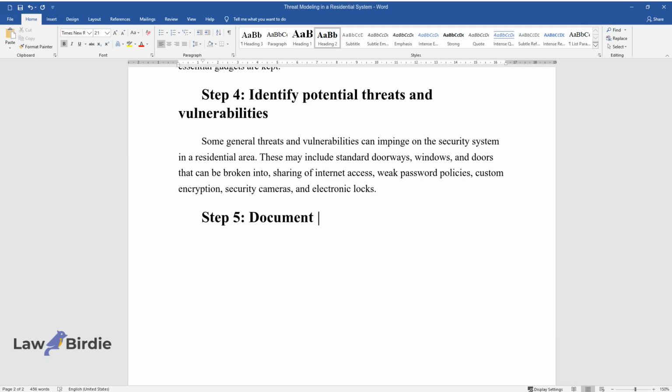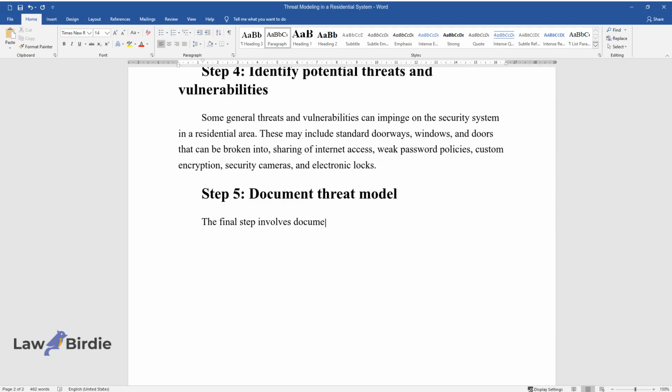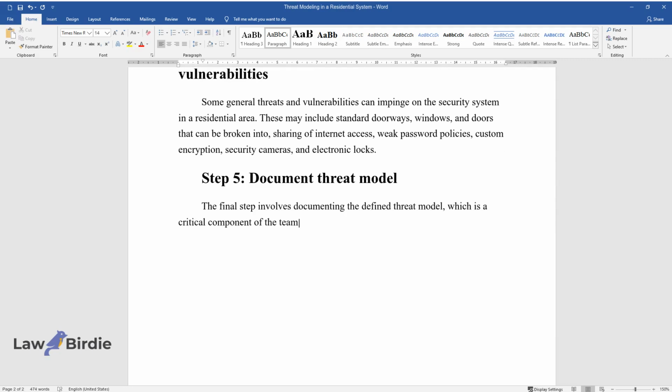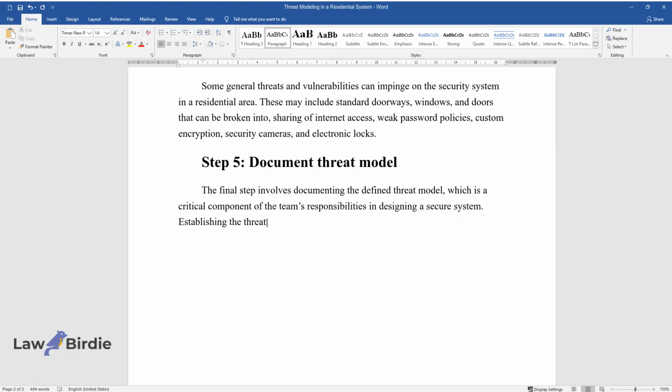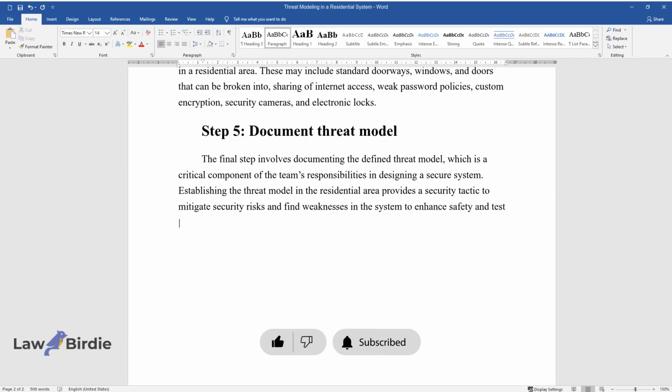Step 5. Document threat model. The final step involves documenting the defined threat model, which is a critical component of the team's responsibilities in designing a secure system. Establishing the threat model in the residential area provides a security tactic to mitigate security risks and find weaknesses in the system to enhance safety and test the trust zones.